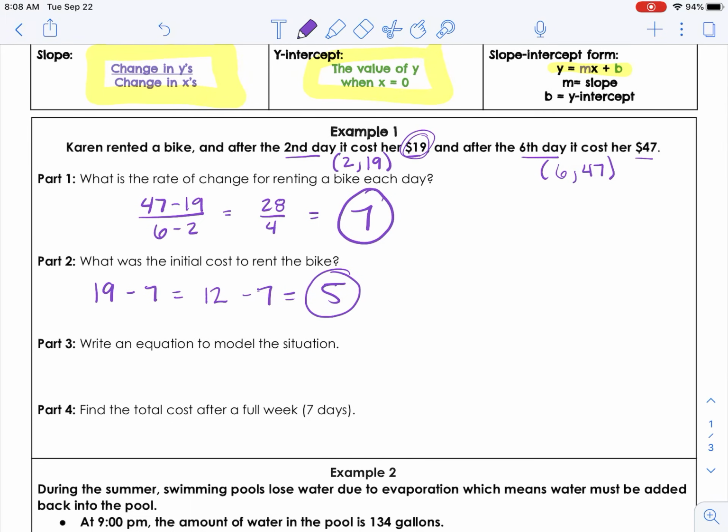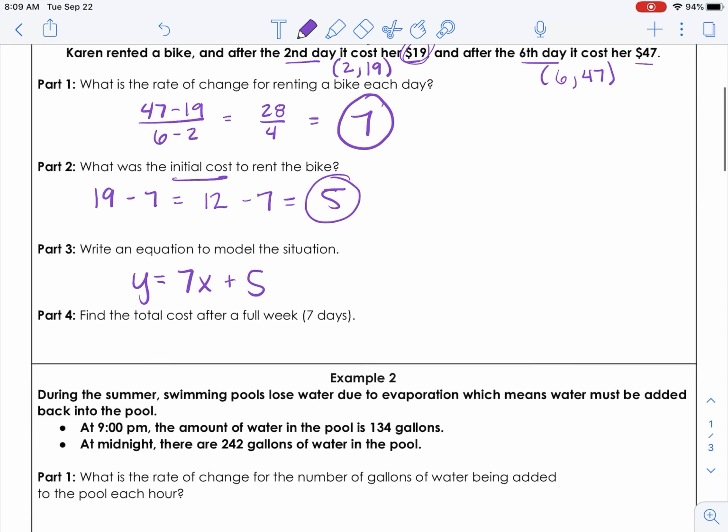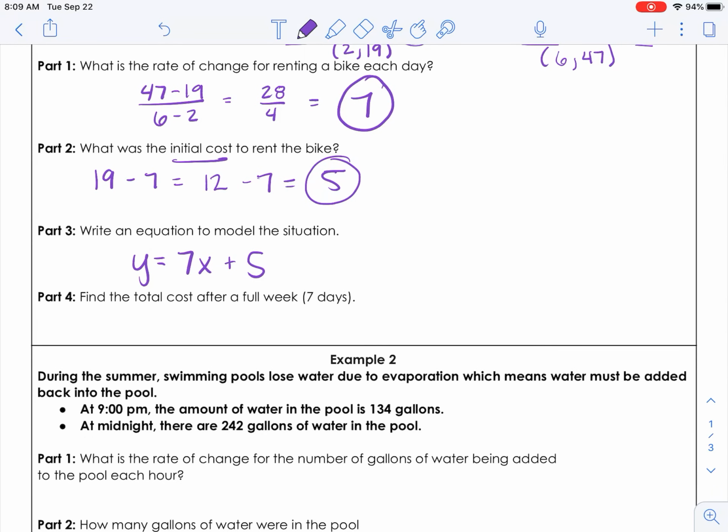So we have those 2 bits of information, so now we can write an equation. We can say y equals, and usually we say mx plus b, but we know that our m, or our slope, is 7, and our initial cost was 5, so it's going to be plus 5. Then if we want to find the total cost after a full week, which is 7 days, we're just going to plug in that 7 for x. So we've got y equals 7x plus 5, but in this case our x is going to be 7 because it's 7 days. So 7 times 7 is 49, plus 5 gives us 54.